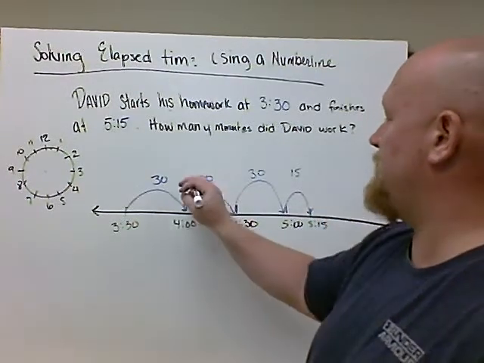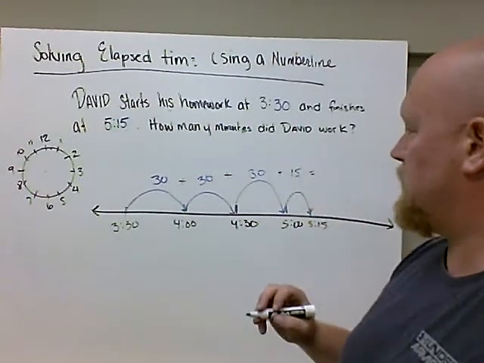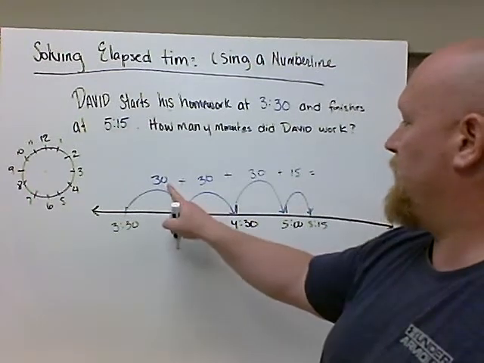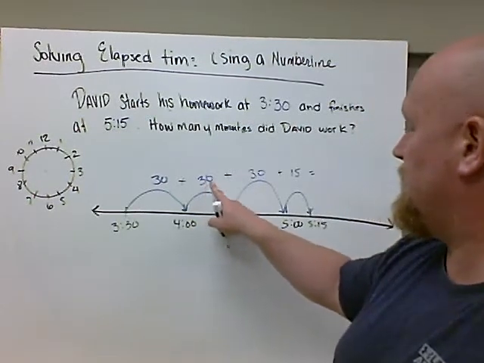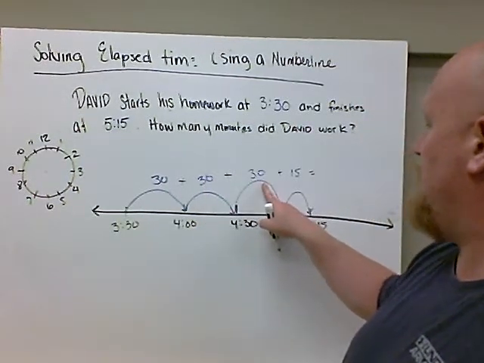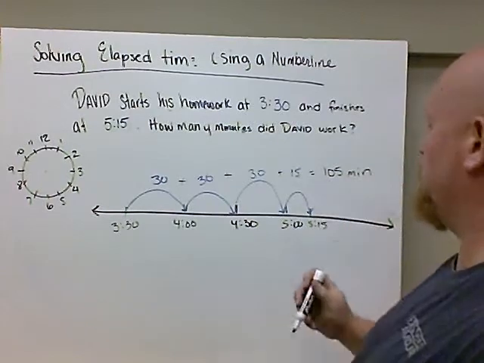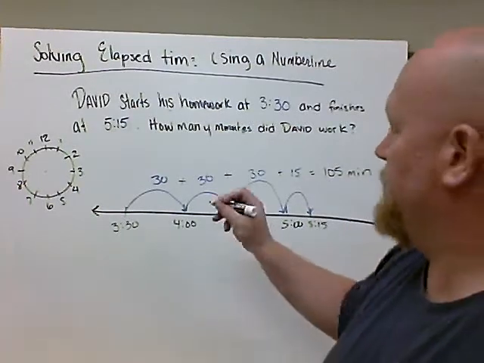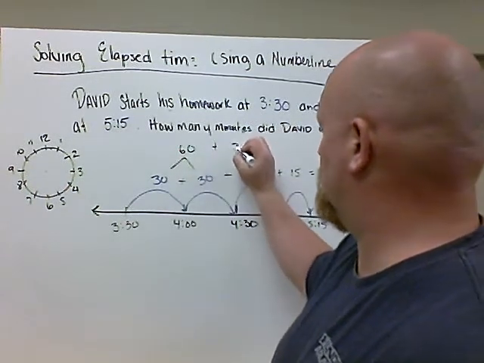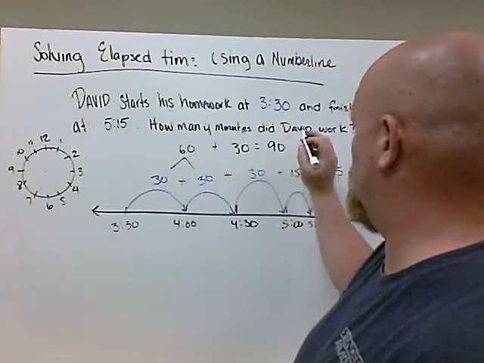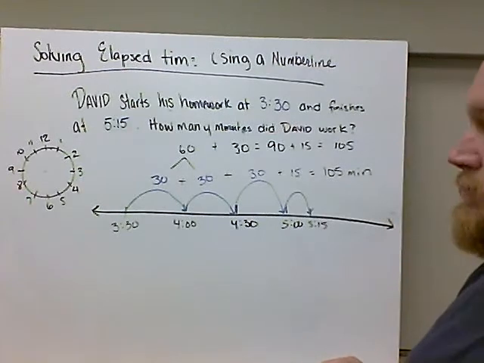From there, instead of adding in a vertical algorithm, we're going to use a horizontal algorithm. Add horizontally. 30 plus 30 is 60. 60 plus another 30 is 90. 90 plus 15 is 105 minutes. He spent 105 minutes on his work. You in your work may need to go ahead and add it like this. That's just another way that we organized our thinking. And that worked just as well. Okay?